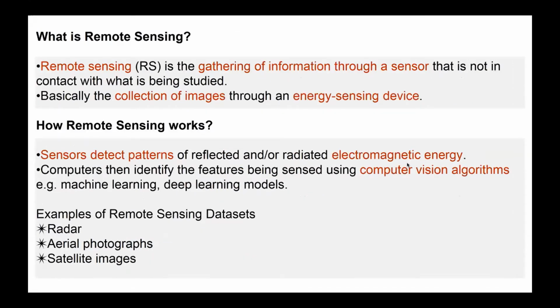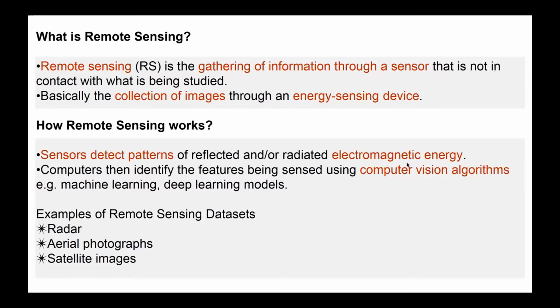For those of you who are new to remote sensing, here is just a brief introduction. So what is remote sensing? Remote sensing is the gathering of information through a sensor that is not in contact with what is being studied. So it's a collection of images or other data sets through an energy sensing device. These sensors are mounted on different platforms. Those platforms include aerial platforms such as aircraft, satellites, and also air balloons sometimes.